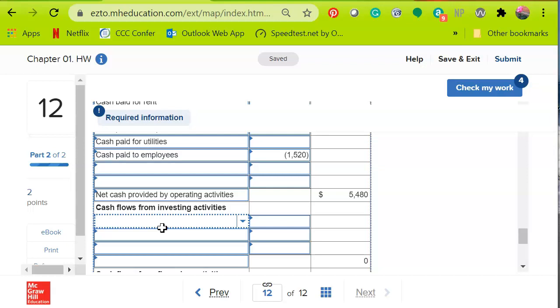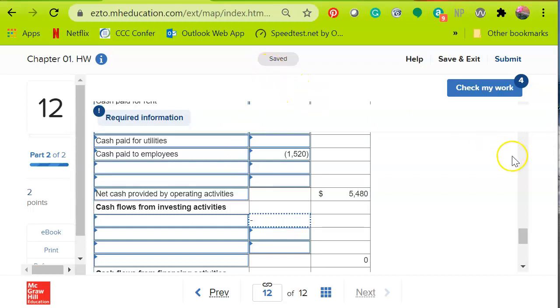Now the investing activities is the second category, and for that one, we did buy some equipment. Equipment is not considered operational. The purchase of the equipment is considered investing, since we're investing in equipment for the long haul to generate income and revenues for the long haul. Now, purchase of the equipment would be a negative number.